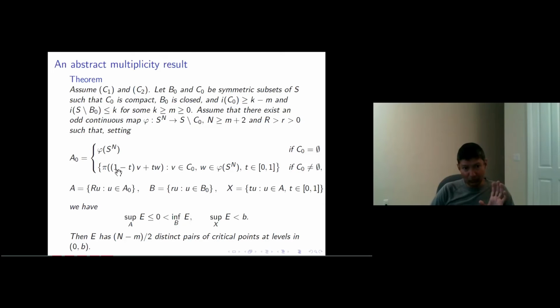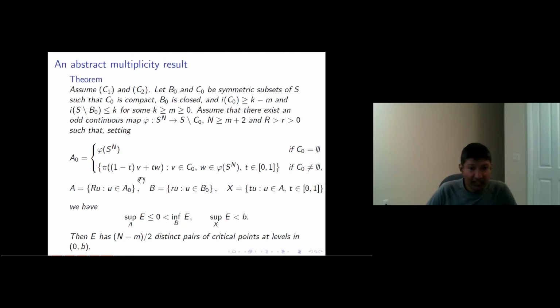So you're taking the projections of all those line segments on the unit sphere in your Banach space W. So that's A0. And then A is basically just capital R times A0. So it's just a dilation of A0. So is B, but B is just little r times B0. And finally, this X is the set of line segments joining points in A to the origin.